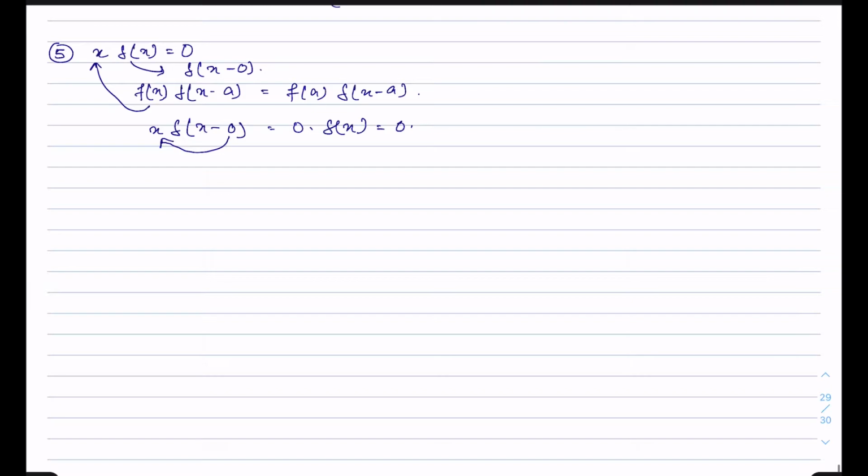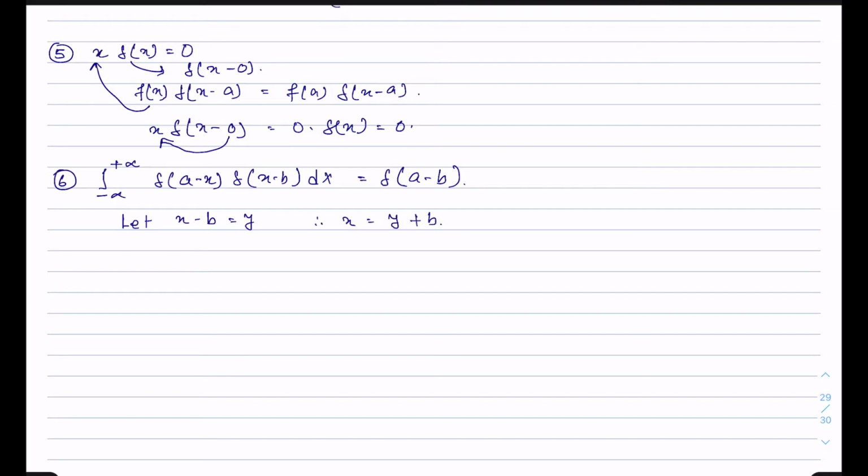Now the next property is the integration from minus infinity to plus infinity of delta(a minus x) delta(x minus b) dx is equal to delta(a minus b). To prove this property, let x minus b equal y. Therefore x will be equal to y plus b, and dx will be dy.